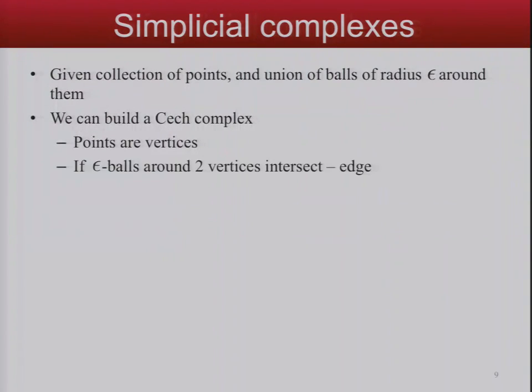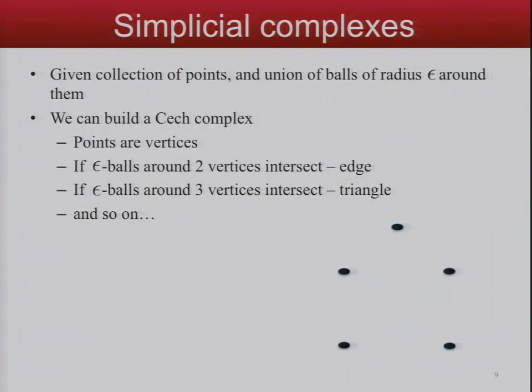And this proceeds via these things known as simplicial complexes. So given a collection of points and some radius epsilon, you can build this thing called a Čech complex. And the way to do this is to treat the points, which are the centers of the balls, as vertices. If the epsilon balls around any 2 vertices intersect, then you draw an edge. And so far it looks like a graph, but you go a little bit further. If the epsilon balls around 3 vertices have a common point of intersection, then you draw a triangle, and so on. So here's an illustration.